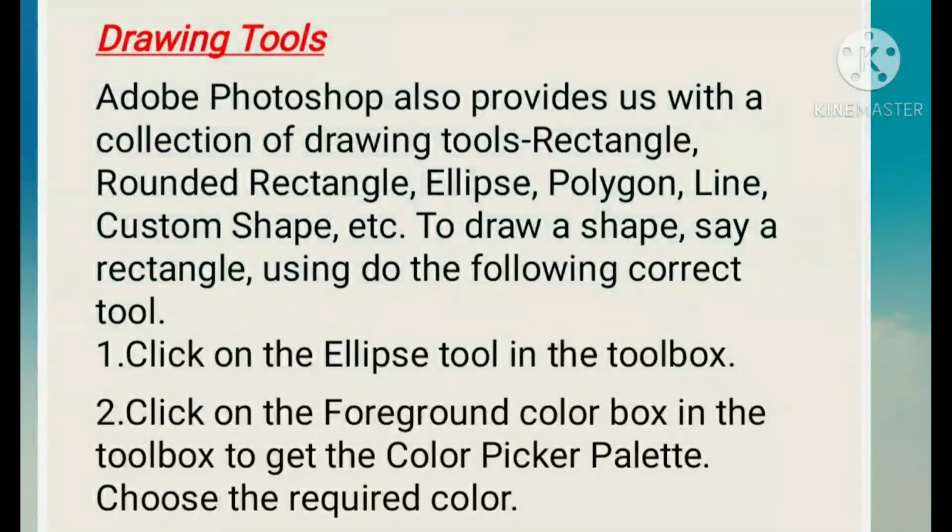In Adobe Photoshop, there are different drawing tools also available, like rectangle, rounded rectangle, ellipse, polygon, line, custom shapes, etc. To draw a shape, say an ellipse, do the following. First, click on the Ellipse tool in the toolbox. Second, click on the foreground color box in the toolbox to get the color picker palette. Choose the required color.